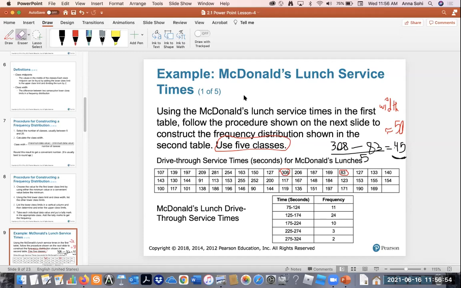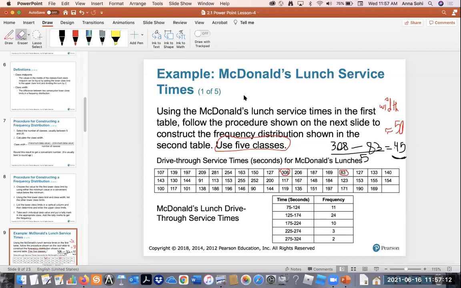So you could have kept it as 45. Someone asked why 50. They rounded up in this one just for the convenience. That's it. No other purposes.